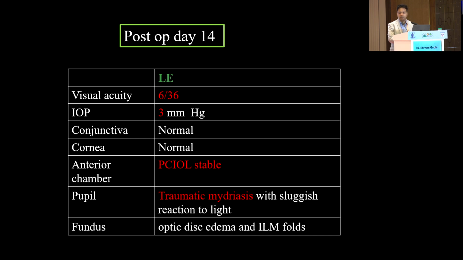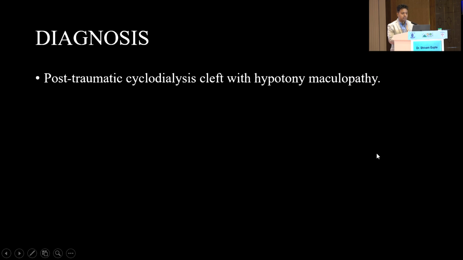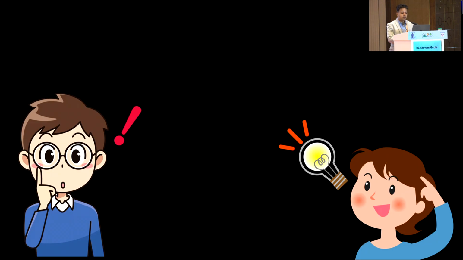But when we asked for a second follow-up, patient came with 3 millimeter pressure, PCIOL was stable, but there was a traumatic mydriasis, and there were certain new changes: optic disc edema was there, and some ILM folds could be seen. So we could see some cystic ILM folds and choroidal folds extending from the optic disc. So what can be the diagnosis? Post-traumatic cyclodialysis cleft with hypotonic maculopathy.